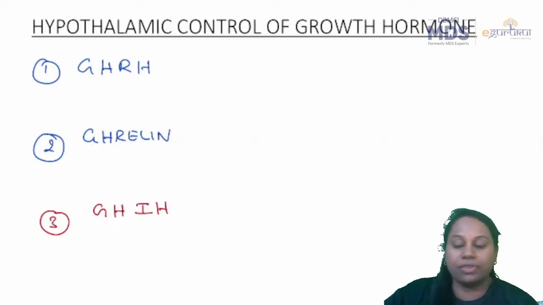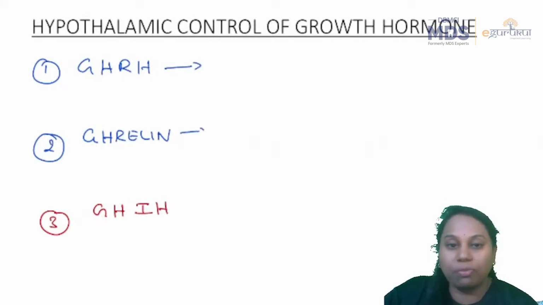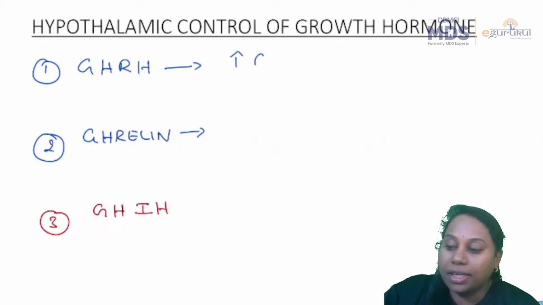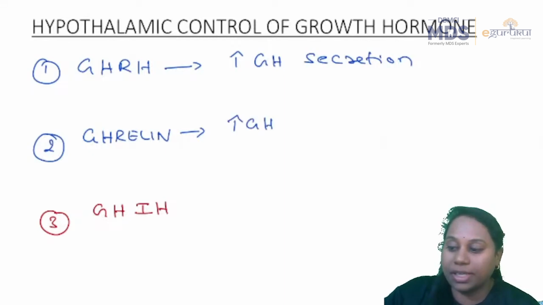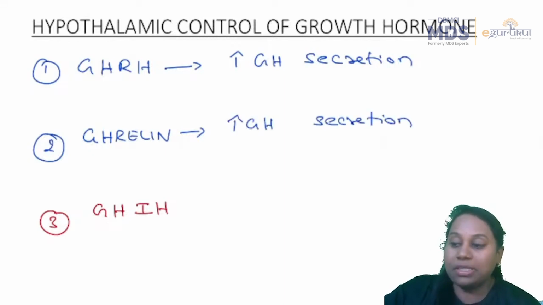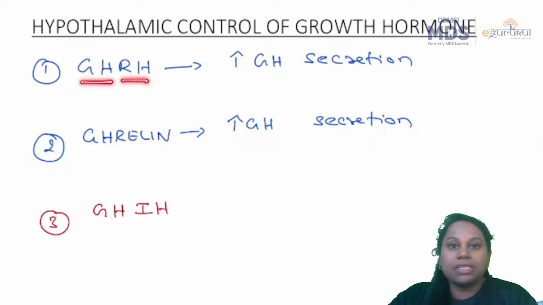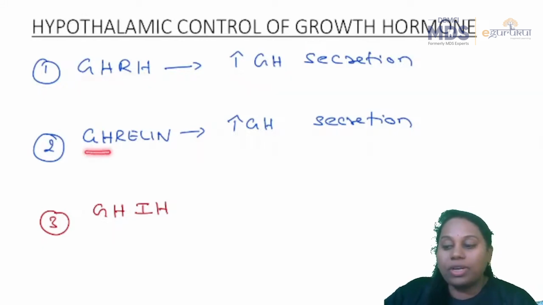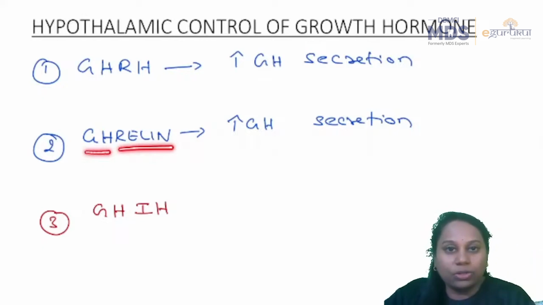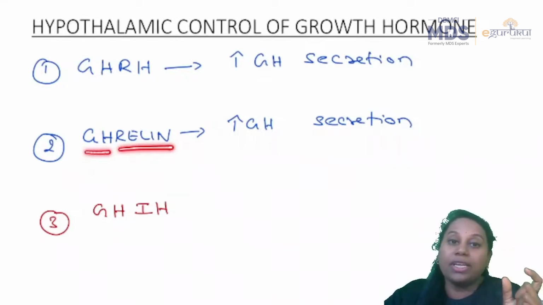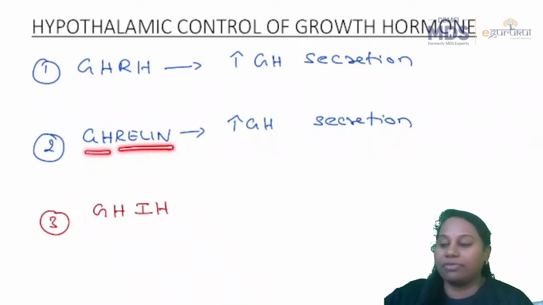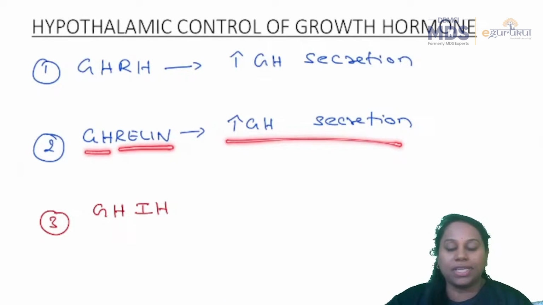What is the effect of each of these? Growth hormone releasing hormone and ghrelin both increase growth hormone secretion. They have a positive effect on growth hormone secretion. From the name itself, you can easily remember this. The name itself is growth hormone releasing hormone, so obviously it will release growth hormone and increase growth hormone secretion. Ghrelin, GHREL, is growth hormone releasing, so ghrelin also increases growth hormone secretion.